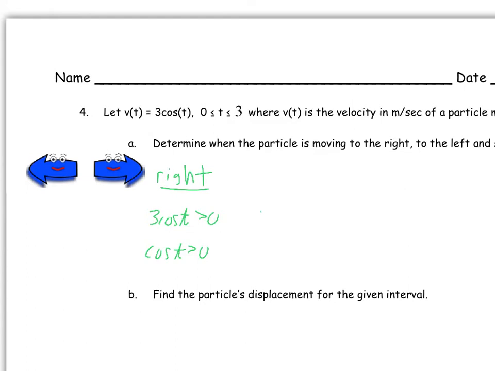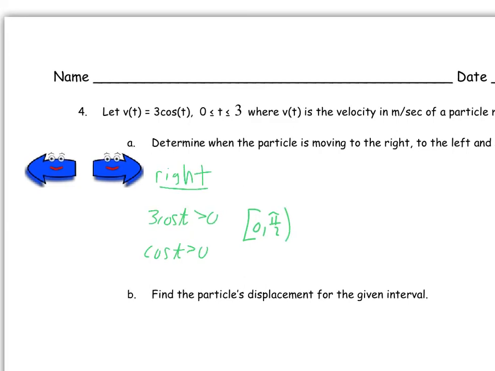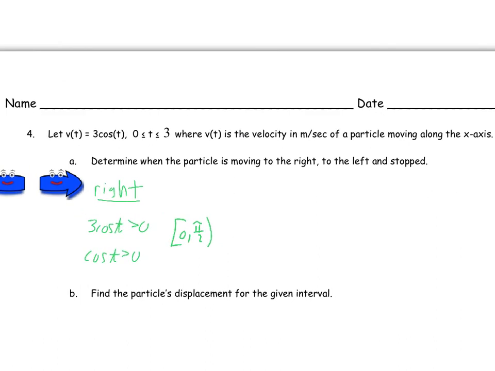So starting at 0, and to pi over 2. I have it closed on 0 because that's an endpoint of a closed interval, and then open on pi over 2 because that's the moment it changes. Depending on what textbook you actually look at, they might close both of those. I always leave it open if it's where the velocity is 0.